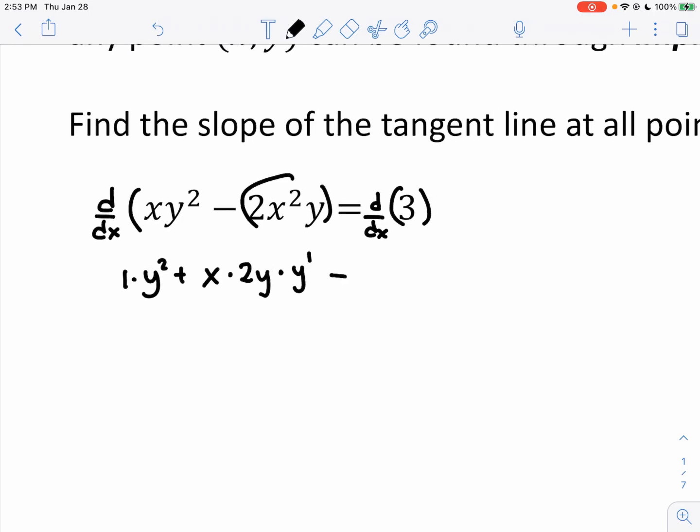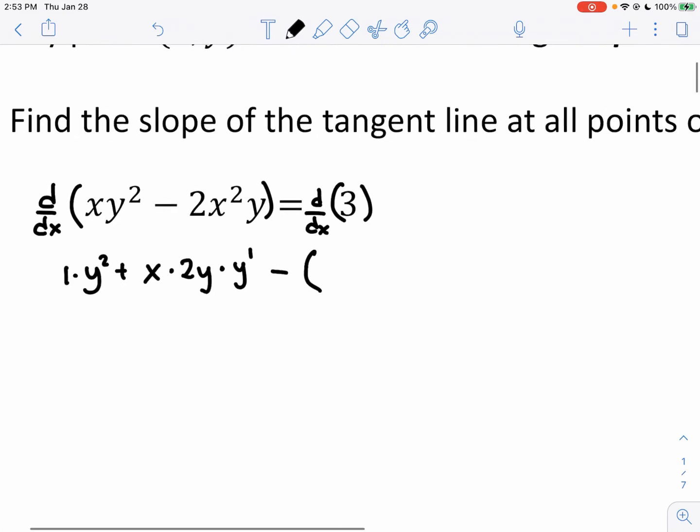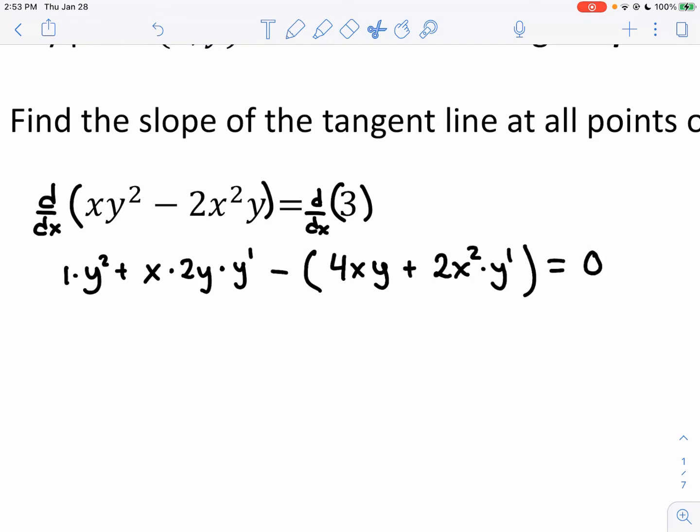Minus. Now we have to use the product rule here as well. So I'm going to put some parentheses because of that minus, and apply the product rule. The derivative of 2x squared is 4x, times the second, so times y, plus the first, which is 2x squared, times the derivative of y, which is simply y prime. And then it is equal, and then we differentiate the 3, which we get 0.